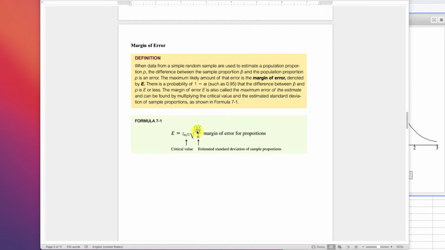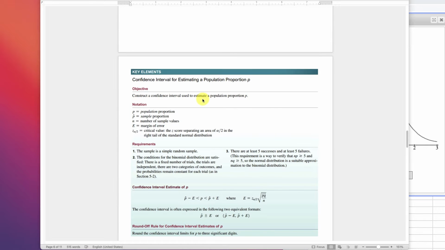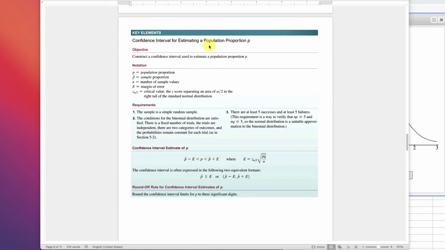We know p hat, that's the point estimate. q hat is just 1 minus p hat, and then n. So this calculation is not all that bad to find that error. So let's look at creating a confidence interval. Construct a confidence interval and use it to estimate the population proportion p. So p is the population proportion, p hat the sample proportion, n the number of sample values, E is our margin of error, and z sub alpha over 2 is the critical value.